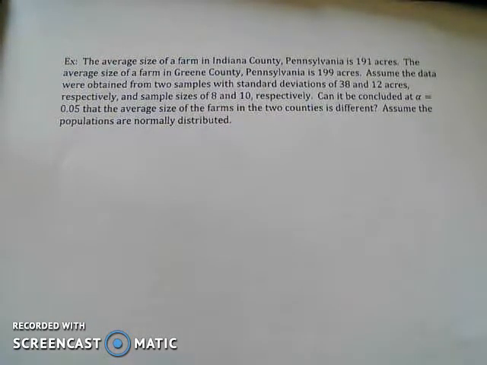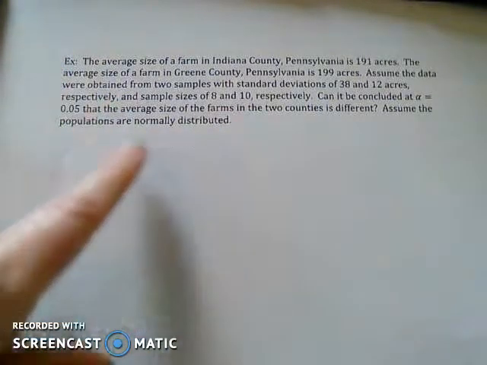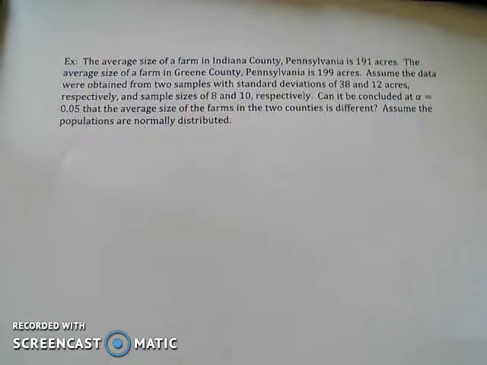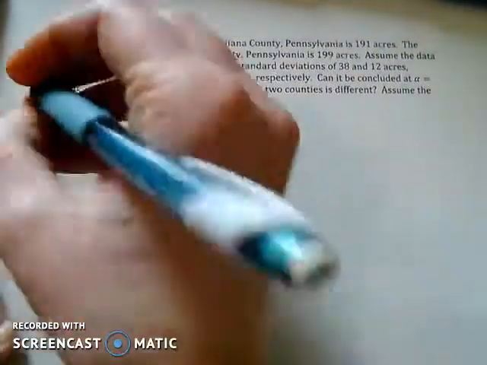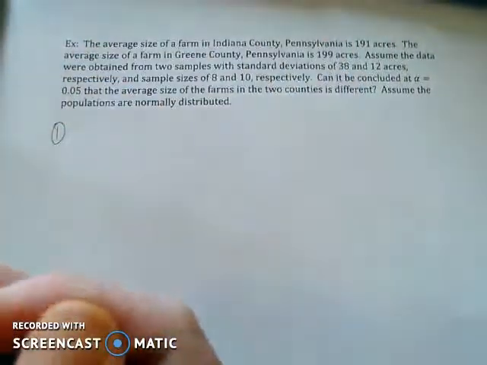Assume the data were obtained from 2 samples with standard deviations of 38 and 12. So notice it does not say population. That's why we need to do the t-chart. Sample sizes are 8 and 10. Can it be concluded at alpha equals 0.05 that the average size of farms in the 2 counties is different? Assume that it's normally distributed. So that assumption is just so we can do the problem. Again, you'll always be able to do the problem.